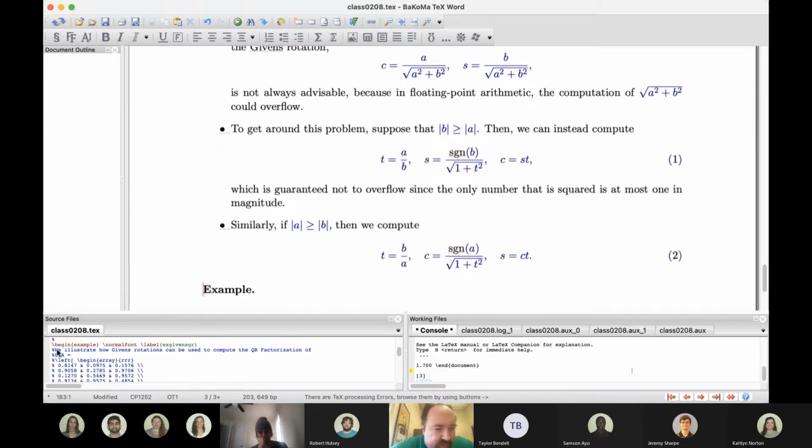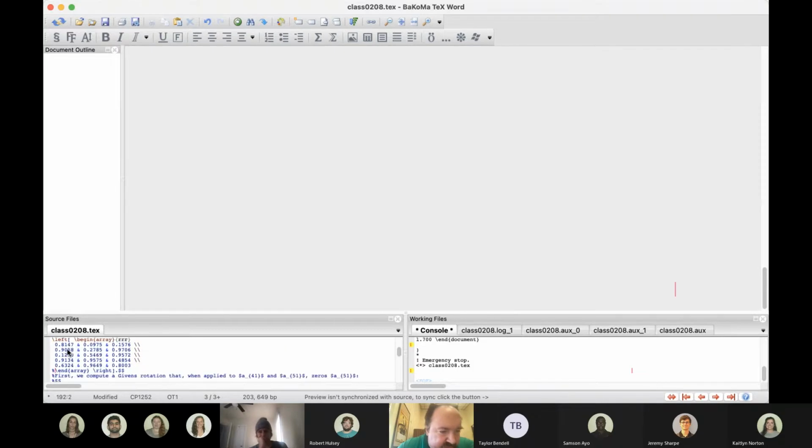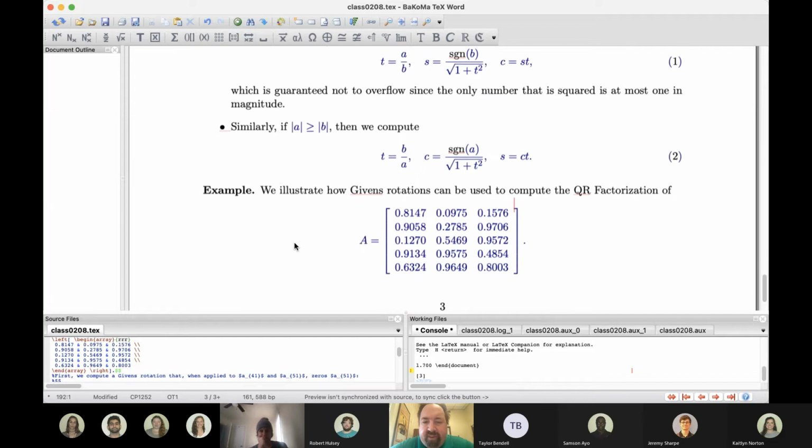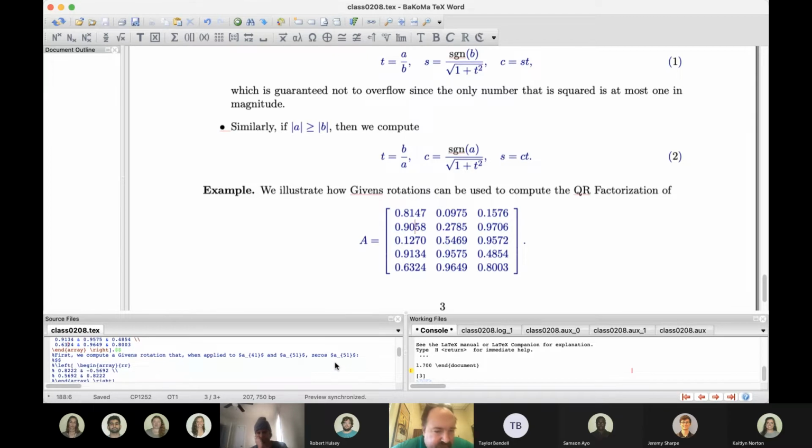So now I want to illustrate how we can use Givens rotations to compute a QR factorization. So here I have a 5 by 3 matrix. I want to reduce this to a matrix R that's 5 by 3 and is upper triangular. So I have to zero out these 4 entries in the first column, the last 3 entries in the second column, and the last 2 entries in the third column. So I have 9 entries in total to wipe out. And I'll do them one at a time.